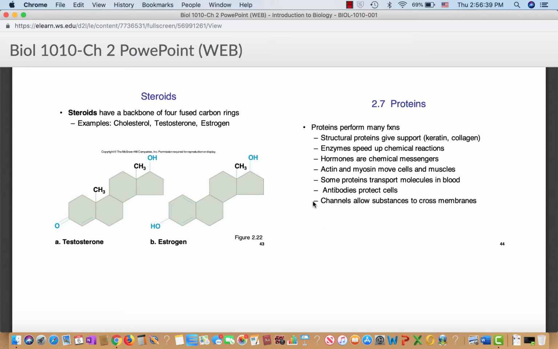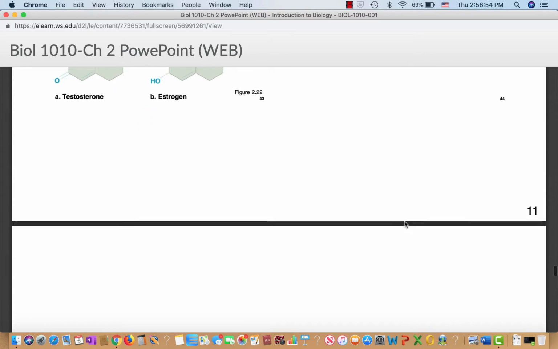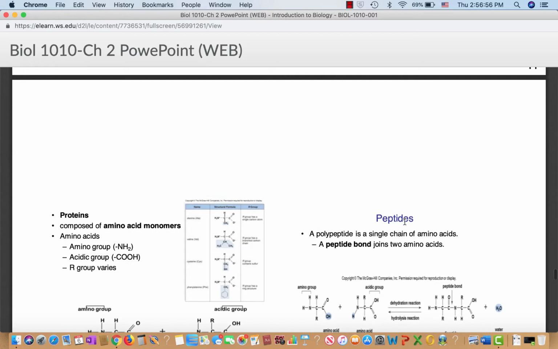And some of them form antibodies to protect the cells and attack invaders, and others allow for channels to form to cross membranes. So, the proteins do all the things, basically. You can even break them down as energy.